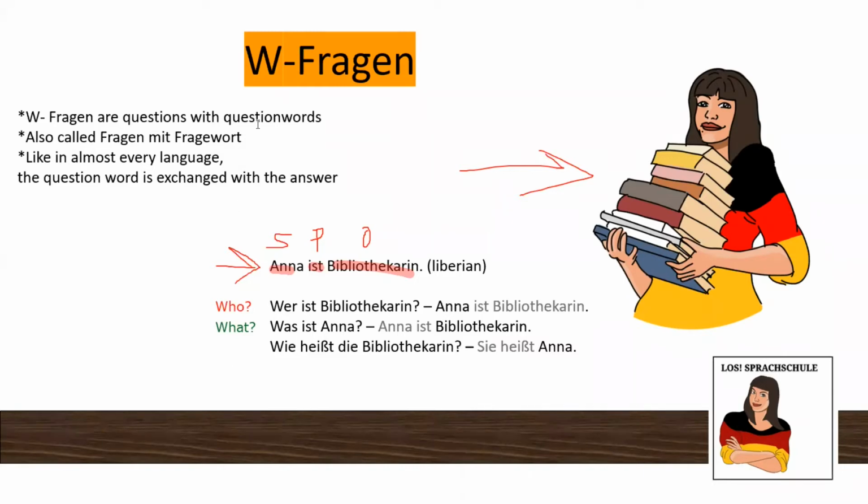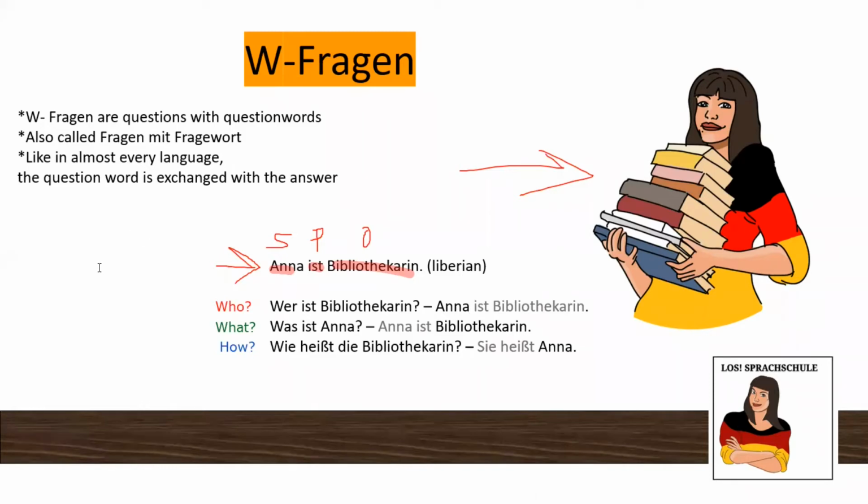Wie means in English how. Wie heißt die Bibliothekarin? Sie heißt Anna. So again, we are asking for the subject, but in this case, we are asking, how is the librarian called? What's the name of the librarian? And the answer is again with the subject. Sie heißt Anna. She's called or she's named Anna.